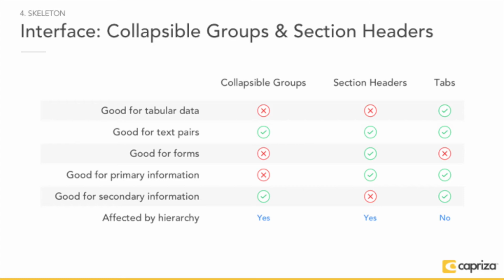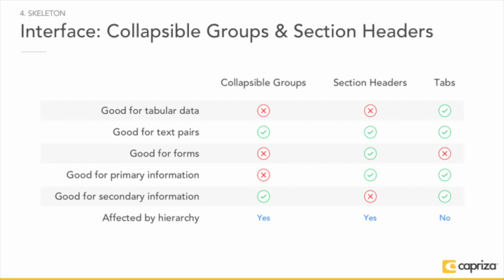Let's take a look. Tabs are best used to contain tables. One table per tab works very nicely. Not so much for collapsible groups and section headers. Text pairs, on the other hand, can be grouped by any of the 3, depending on the purpose of the information. We'll talk forms a little later, but it's best to avoid grouping sections of a form in collapsible groups or tabs, since they hide sections that may be required for the user to enter information.